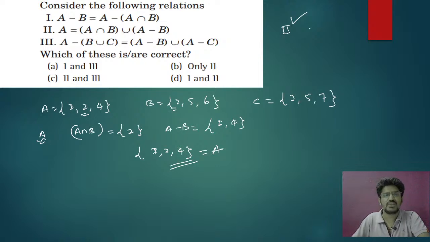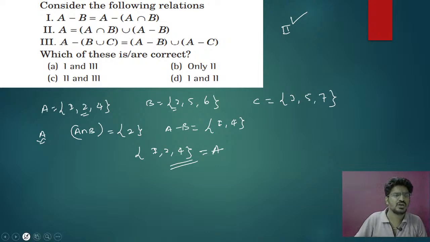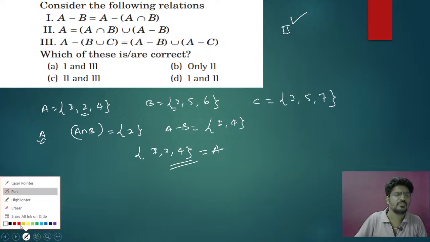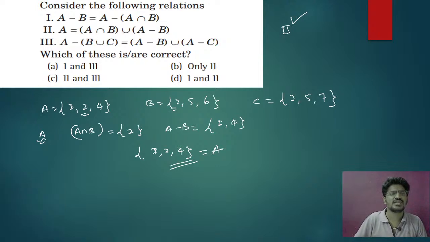Okay. So therefore the second statement is also true. First statement and second statement are true. So check in your options. What are the options? You can check it. No problem. See, first and third, this is not your answer. Only 2, this is not your answer. Second and third, this is not your answer. First and second statement are true. We have seen that first statement is true.